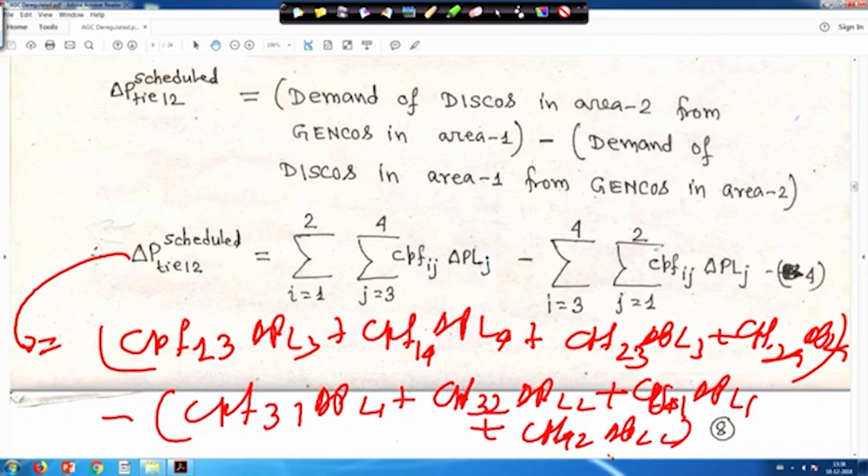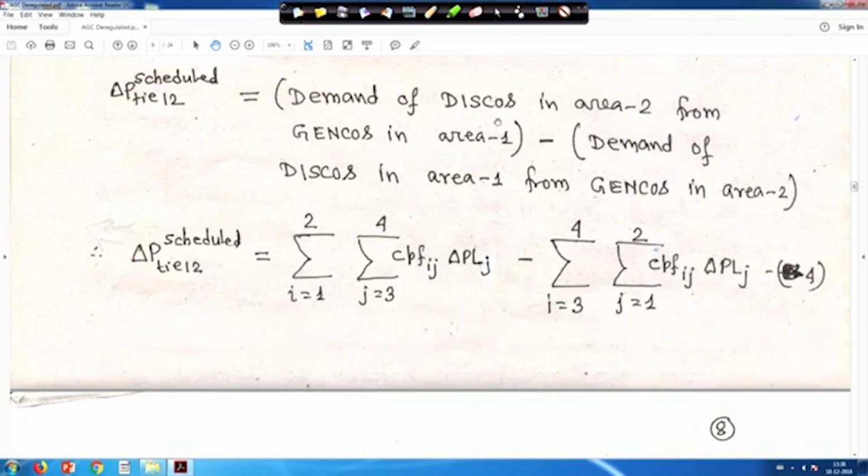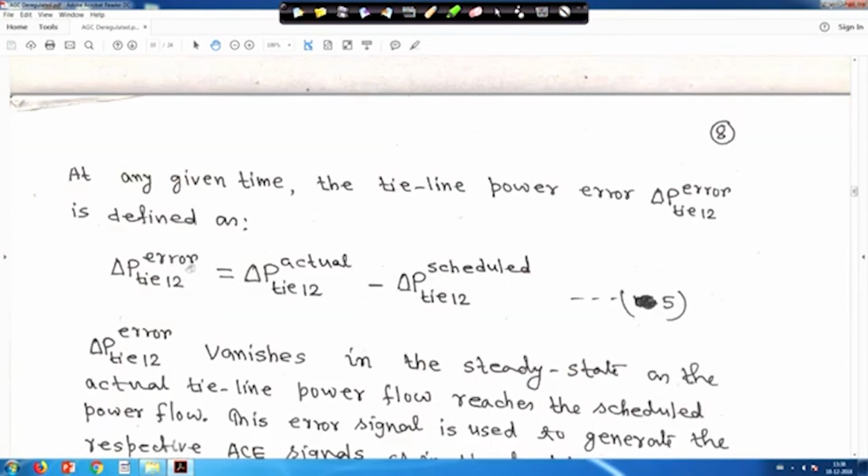So, that means delta P tie error will be the actual power flow minus delta P tie 1 2 scheduled power flow. This actual tie line power flow we will see later, that it will come from the mathematical model, what is the actual, what is the scheduled, but at steady state we want this to be equal to 0. If this is equal to 0, then the actual power flow will be equal to the scheduled power flow at steady state, right.